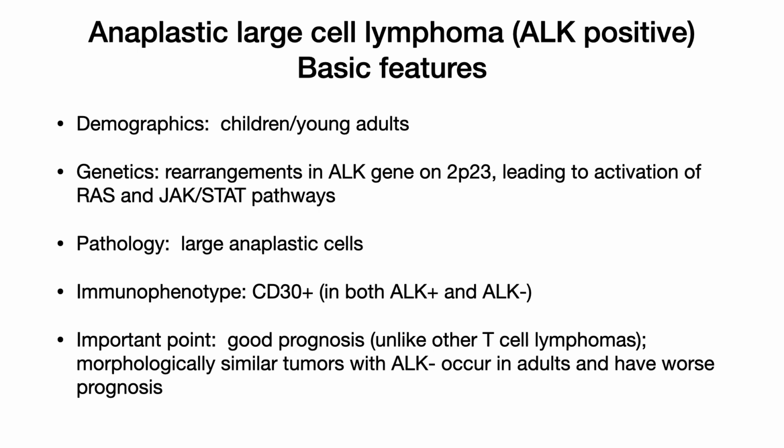And then the ALK leads to activation of the RAS and JAK-STAT pathway. It's usually found in children and young adults, and has a fairly good prognosis. Unless it's found in adults, and that's oftentimes ALK negative, and those have a worse prognosis.